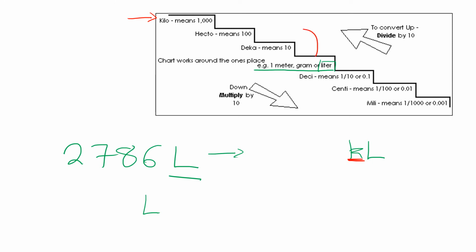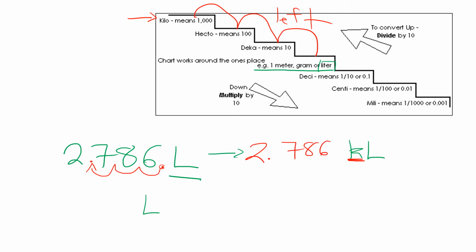We're going to go up 1, 2, 3 steps, and we're going up again to the left, which means that our decimal at the end of this 2,786 is also going to go 1, 2, 3 steps over to the left. We'll drop it there so that we get 2.786 kiloliters.